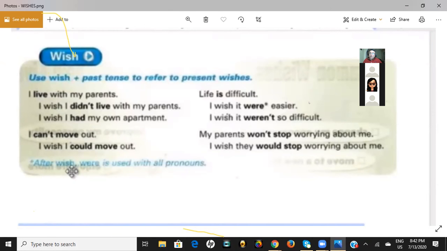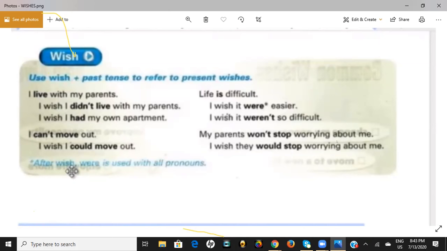Okay. So life is difficult. What is your wish? I wish it were easier. How will you say that in Spanish? Me gustaría que mi trabajo fuera más fácil o desearía que mi trabajo fuera más fácil. Okay, desearía que fuese más fácil. Good. Now look at this one. I wish it weren't so difficult. How will you say that one in Spanish? Me gustaría que no fuera tan difícil. Exactly. Me gustaría que no fuera. So once again, that is your wish. So you use were.